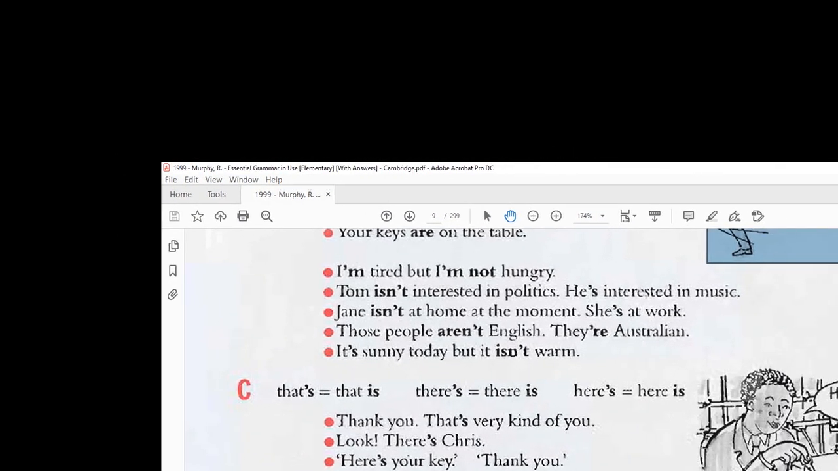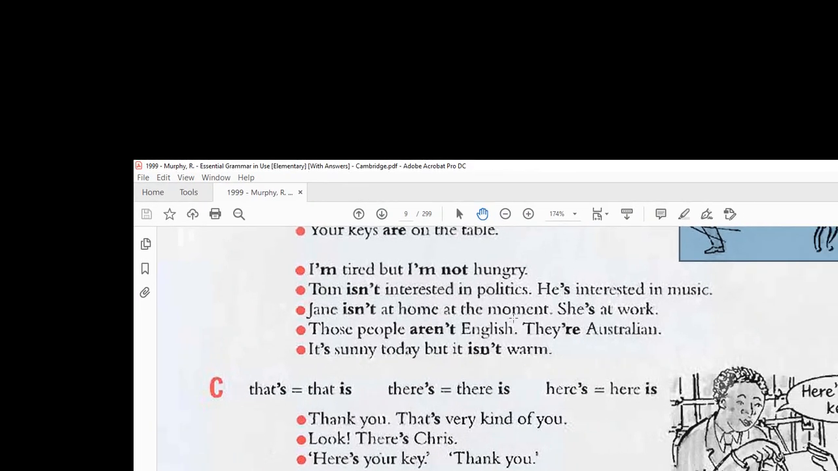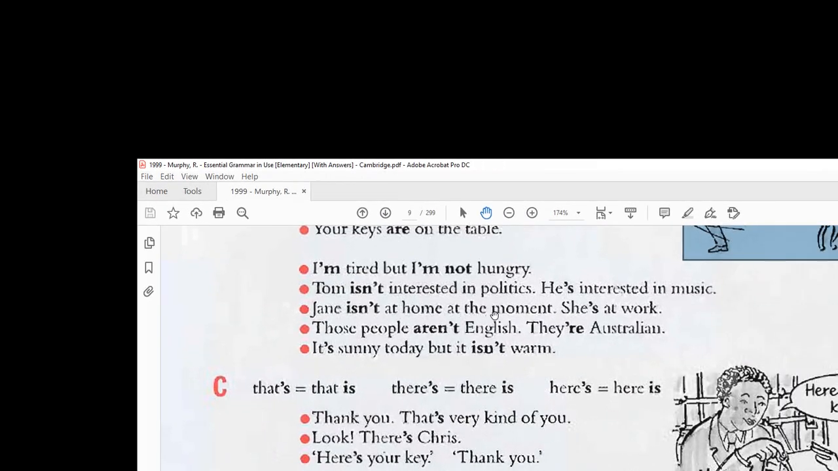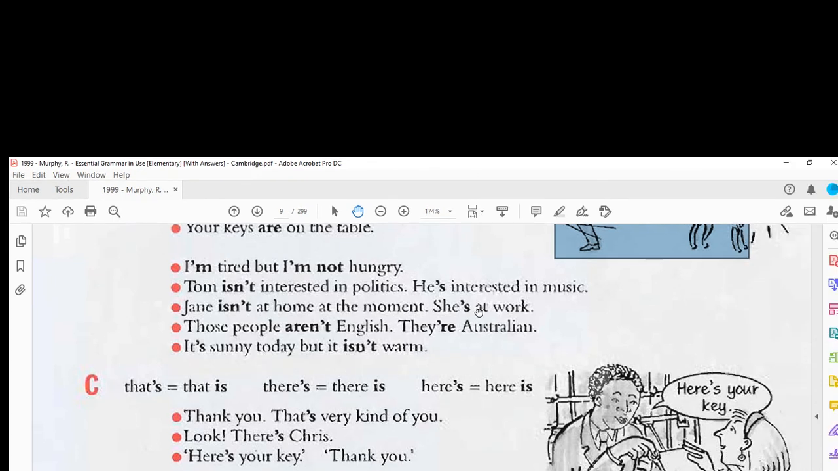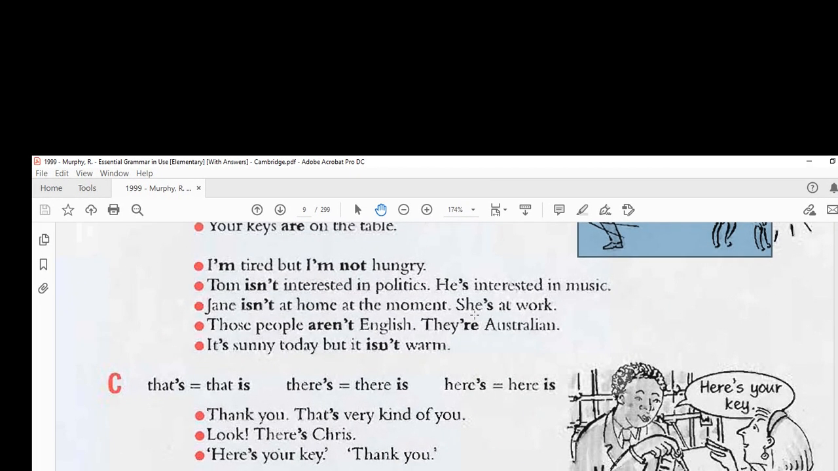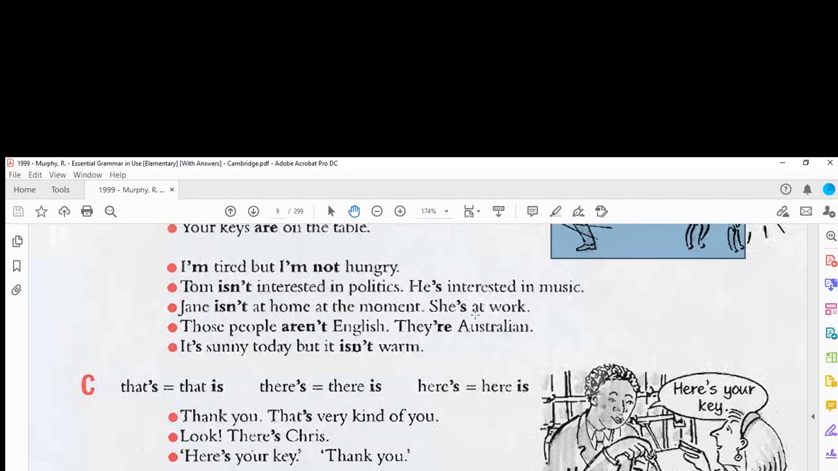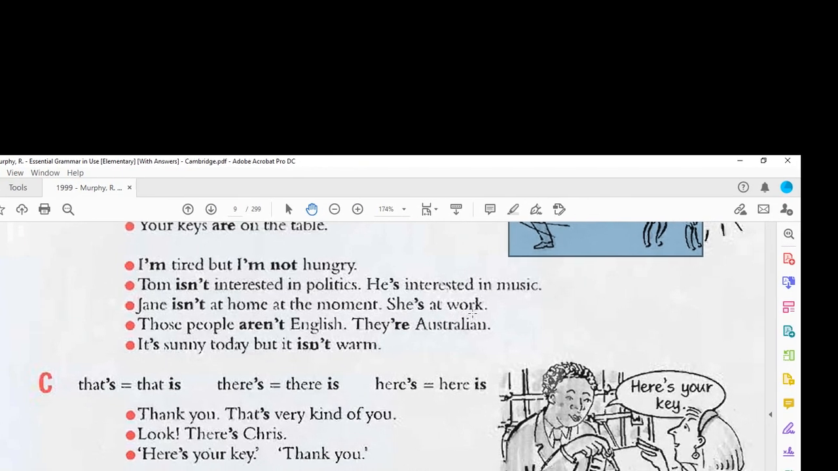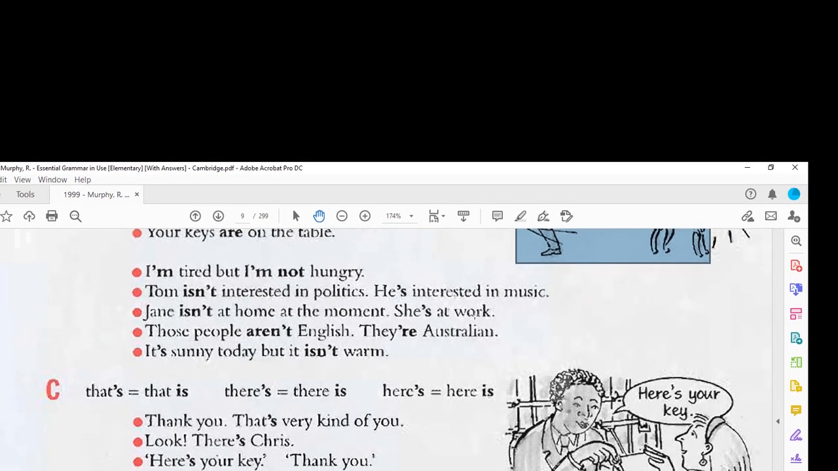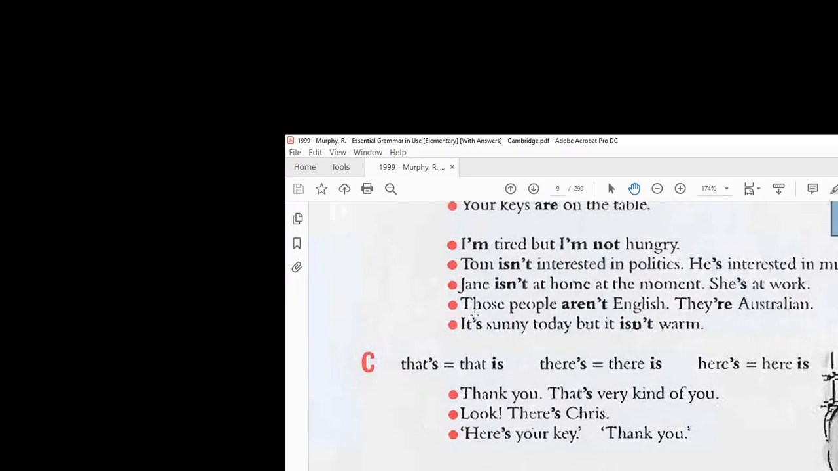Jane isn't at home at the moment. Okay, Jane isn't at home at the moment would be the way we link and connect all these words together. Let's see now. The other sentence is, she's at work. She's at work. We're connecting this z to the at. Yes, she's at work. And remember, this is not work, it's work. Okay? All right, we're coming to an end.